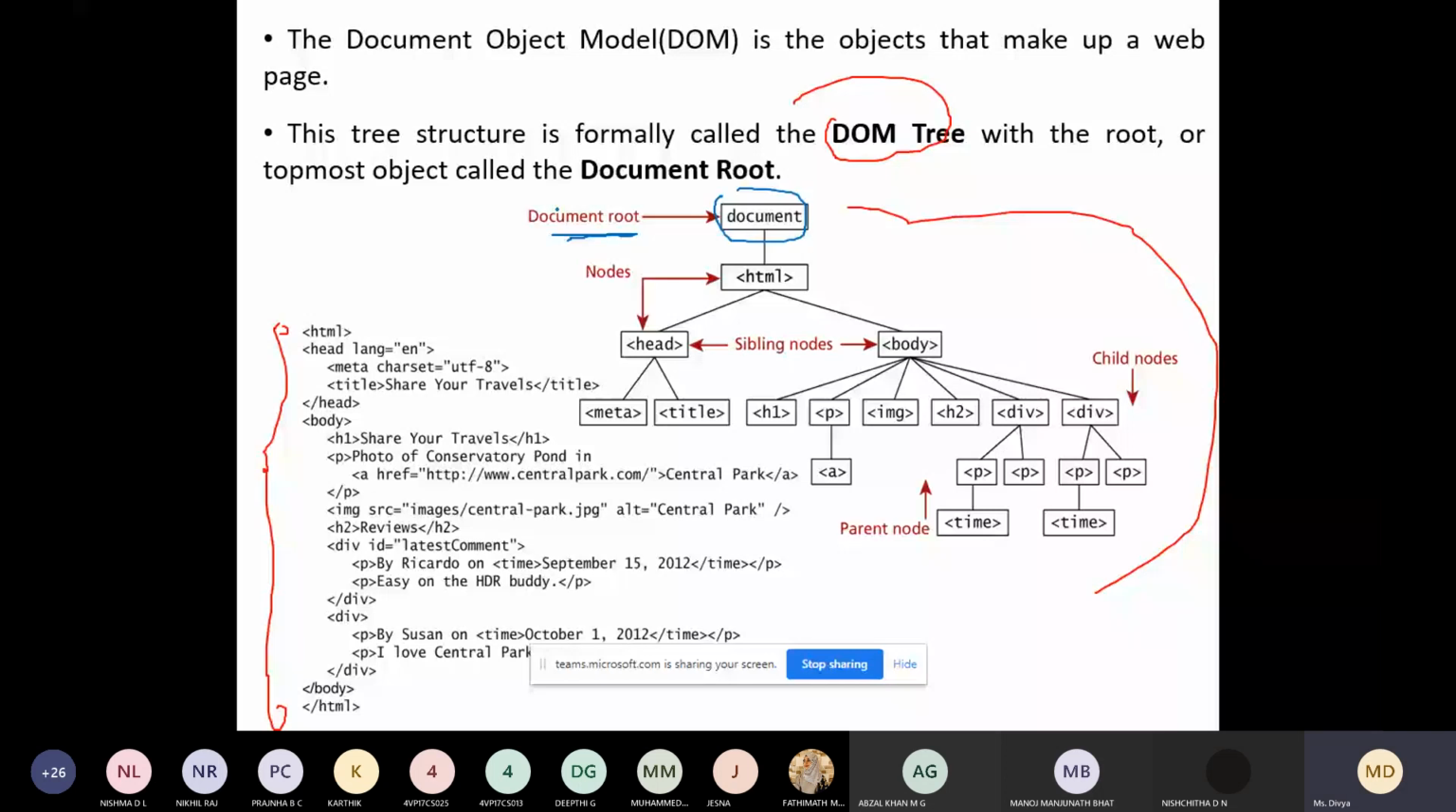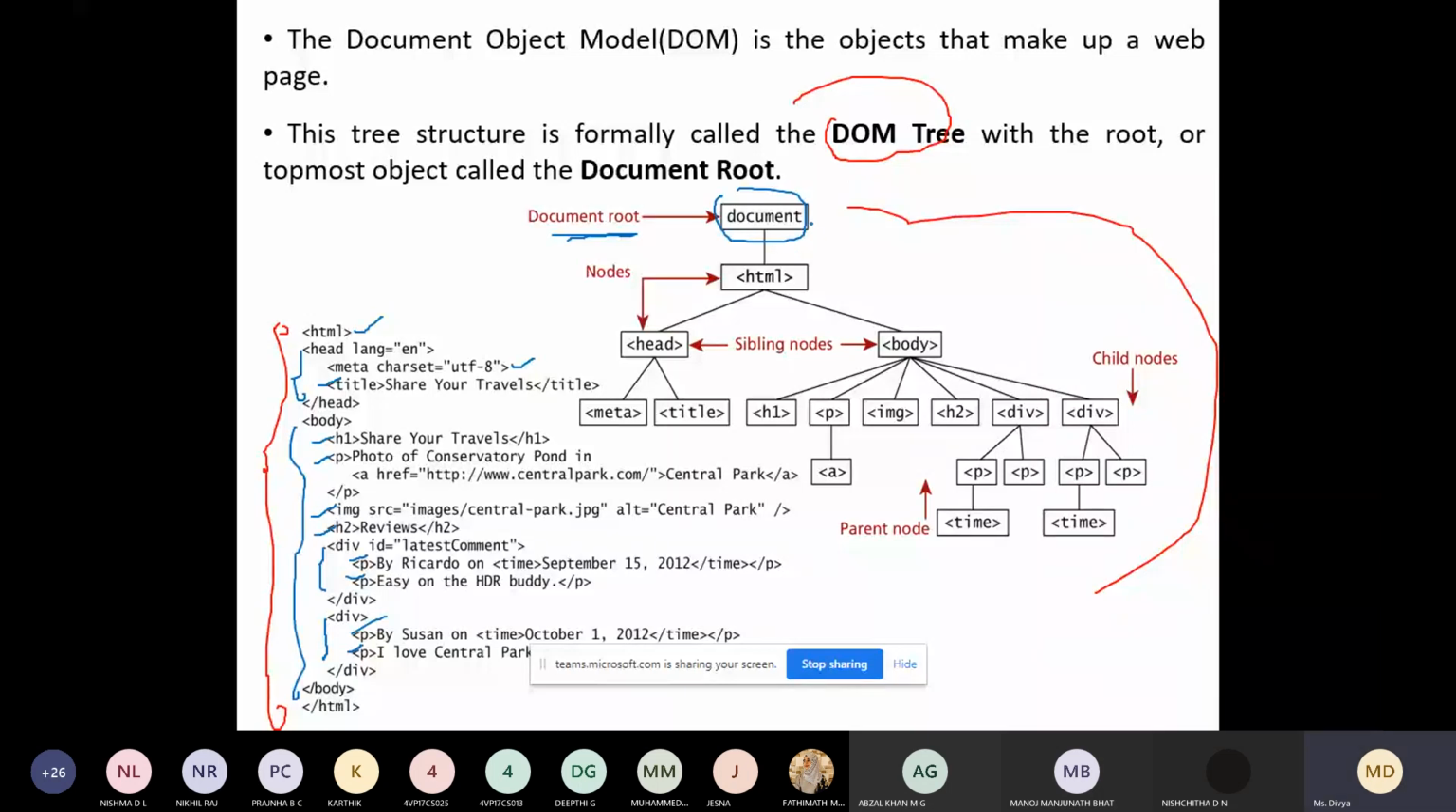Here in the example, what and all do we have? We have HTML, and here we have a head part and a body part. In the head part we have the encoding format, that is UTF-8, how the encoding should take place, and then we have the title for the page. In the body part we have an H1 tag, a paragraph, an image, again an H2, and a div, and inside the div we have two paragraphs. Again there is a div with two paragraphs. This is very simple to represent in the form of a tree.